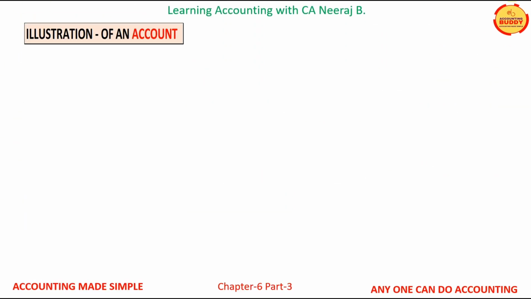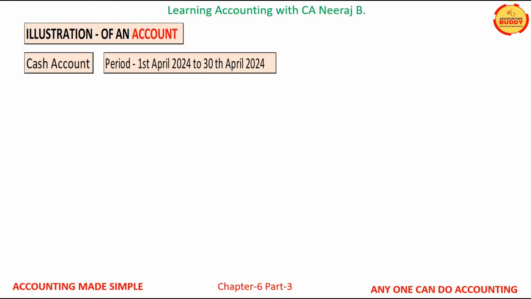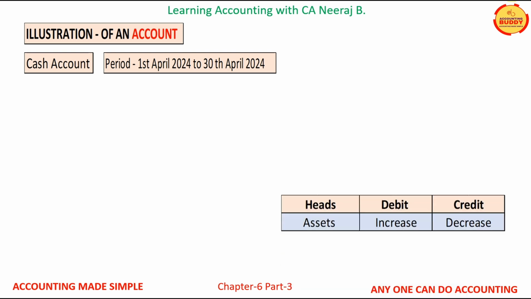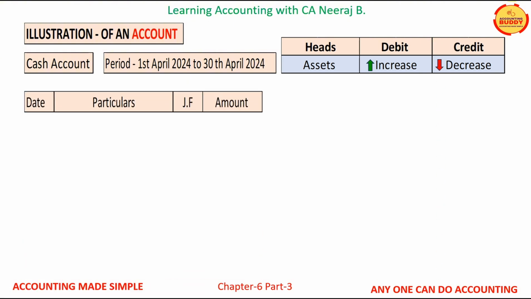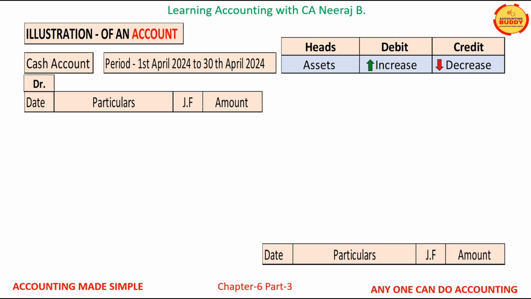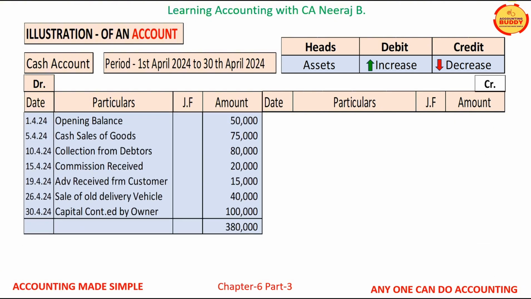Let us understand the concept of balancing of an account with an illustration of a cash account for the period 1st April 24 to 30th April 24. Cash being an asset account will be debited when increase and will be credited when decrease. The left hand side of an account is the debit side and is denoted by the letter DR, and the right hand side of the account is the credit side and is denoted by the letter CR.